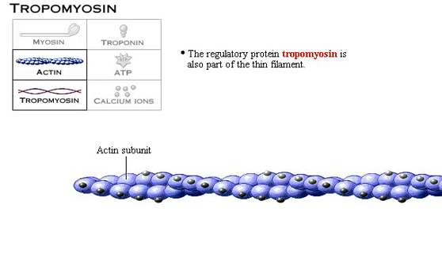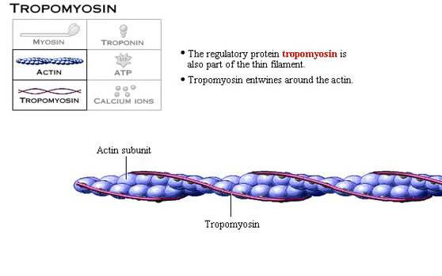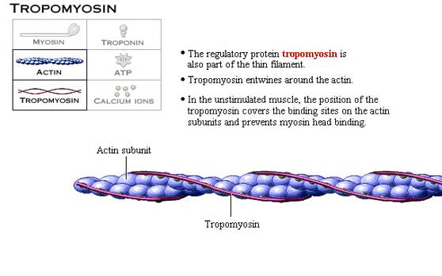The regulatory protein tropomyosin is also part of the thin filament. Tropomyosin entwines around the actin. In the unstimulated muscle, the position of the tropomyosin covers the binding sites on the actin subunits and prevents myosin head binding.